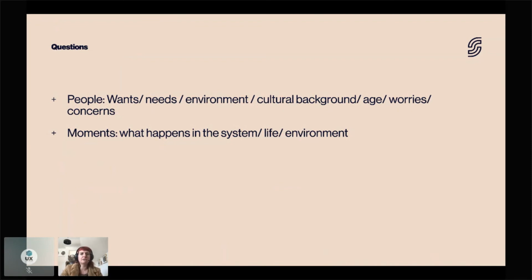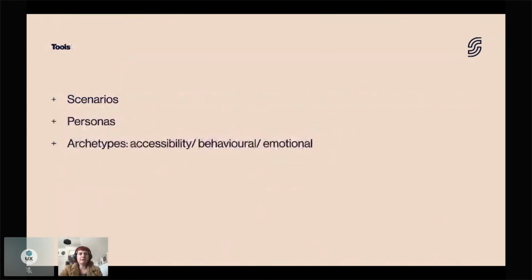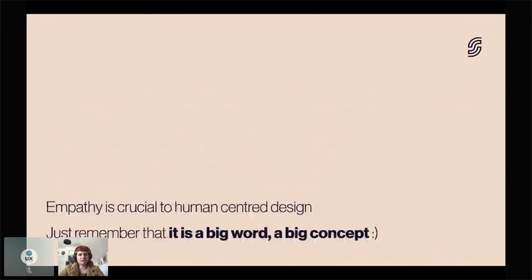Are they getting interrupted? Are they going to an ATM late at night where they're worried about being attacked? Those are the kind of things that I think are helpful for us to unpack this whole thing about empathy. And then we also know that there are tools, right? What are the scenarios we use, the personas, and what archetypes from an accessibility, behavioral, or emotional aspect can we use to be better at empathy, to help us get through this huge concept that we're trying to get to.